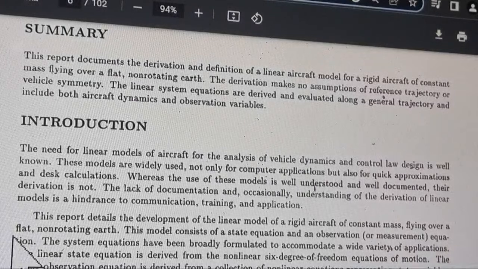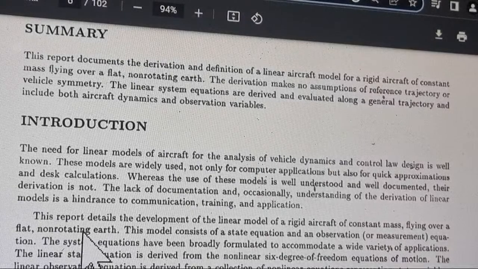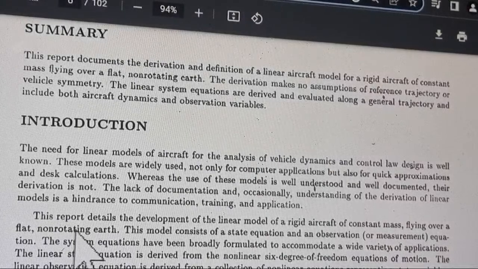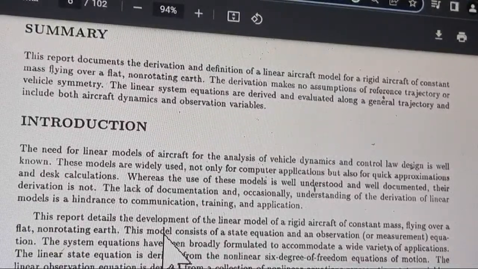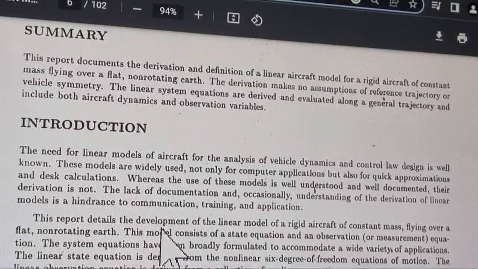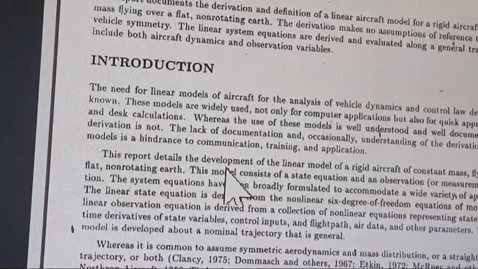flying over a non-rotating flat Earth. Non-rotating Earth. Flat, non-rotating Earth. Let me zoom in on that.